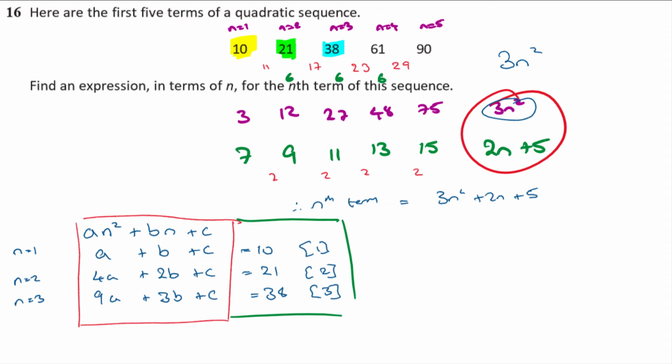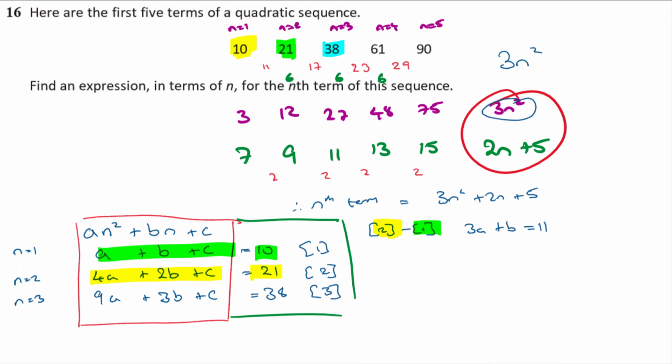So the first thing I'm going to do is take equation 2, and I'm going to subtract equation 1. So equation 2, this one, subtract equation 1, which is this one. So what's 4a plus 2b plus c if I take away a plus b plus c? Taking those away, I'm going to get 3a plus b, and the c's are going to cancel, so I'm going to get 3a plus b, and that is going to be equal to 21 take away 10, and 21 take away 10 is 11.